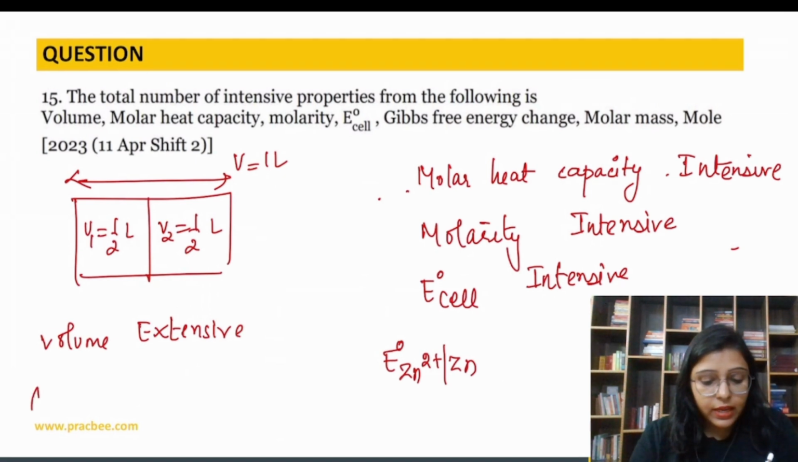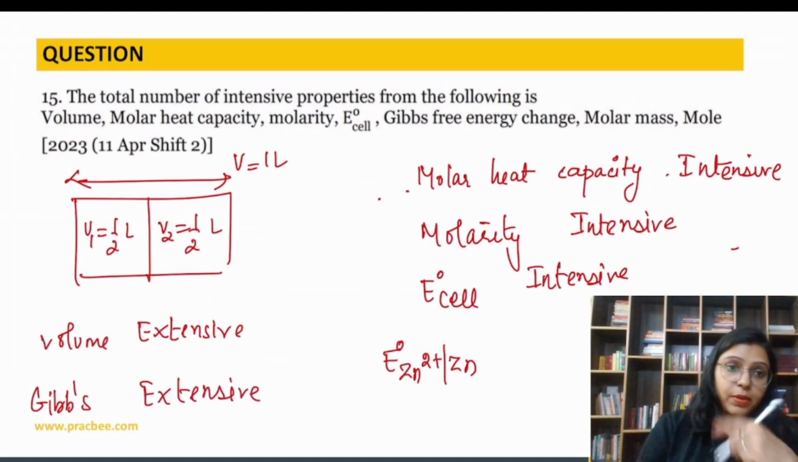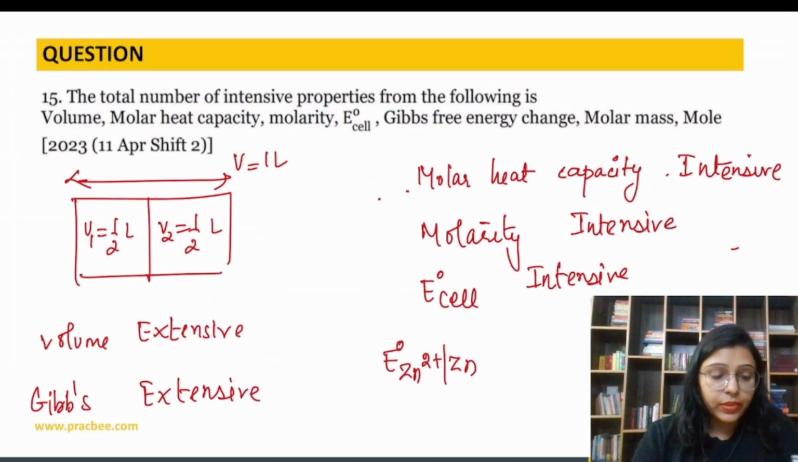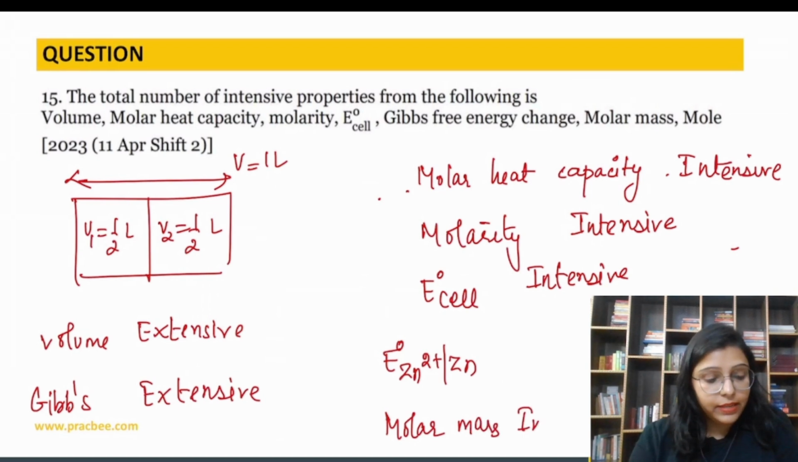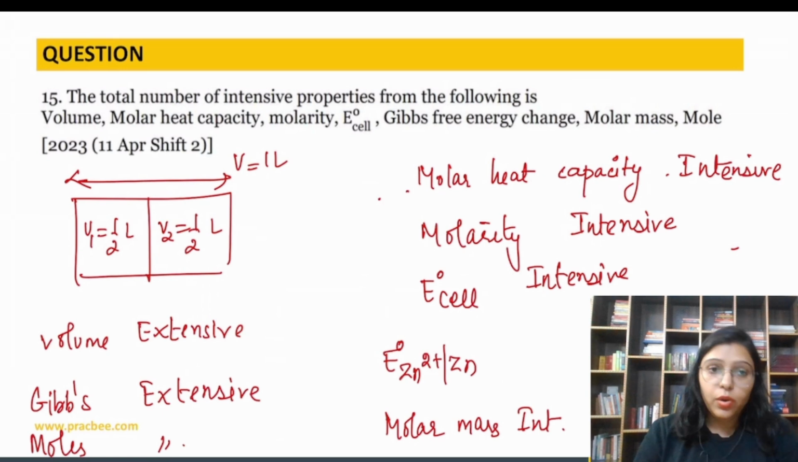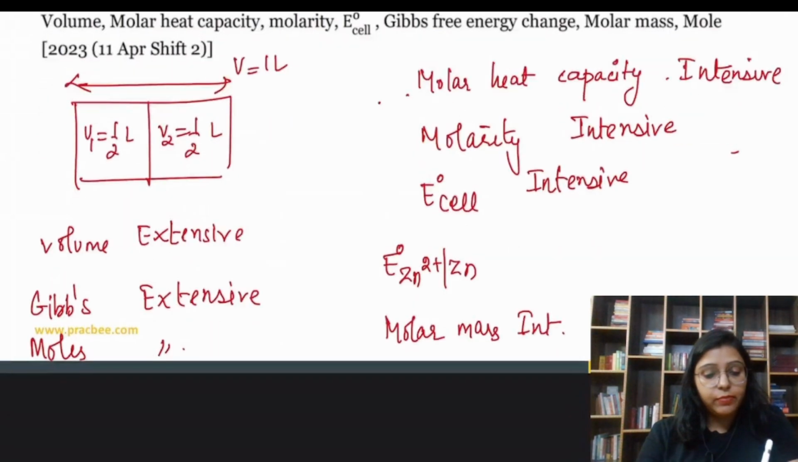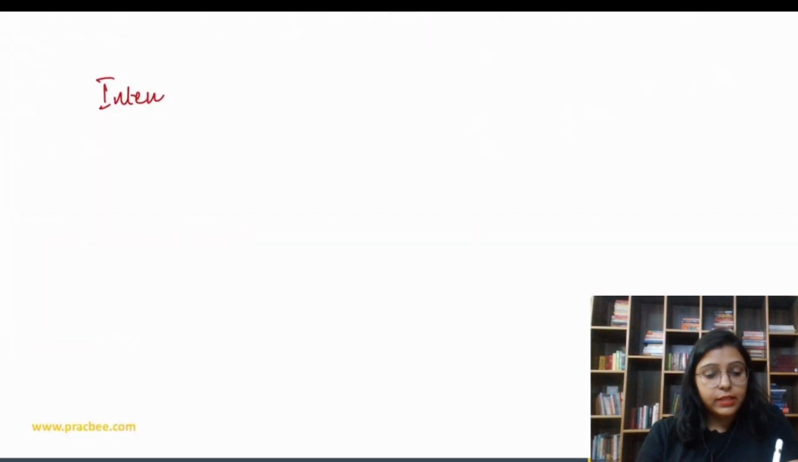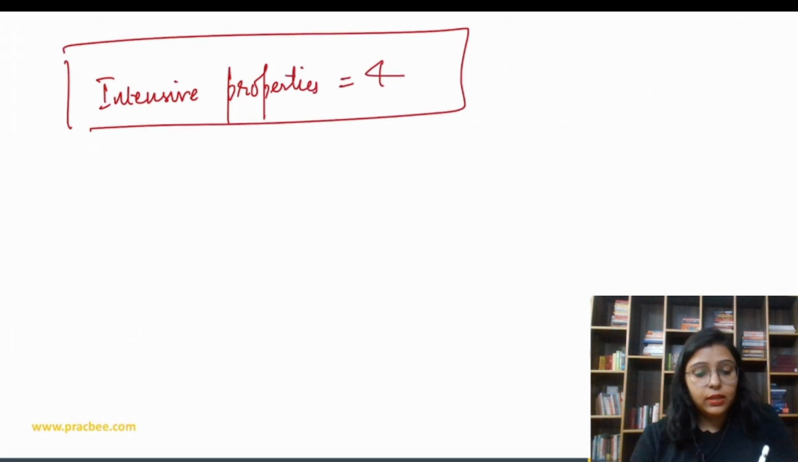Then we have Gibbs free energy. So Gibbs free energy is extensive, but Gibbs free energy per mole is going to be intensive. Then molar mass is intensive, and number of moles is extensive. Okay, so the total number of intensive properties from the following is equal to 4. So the answer is 4.